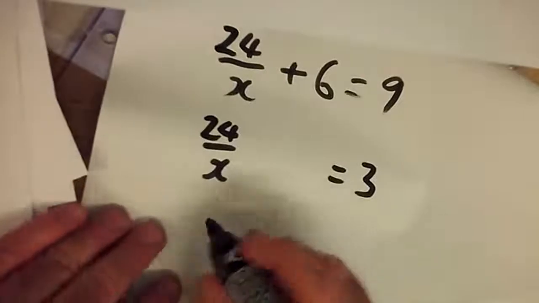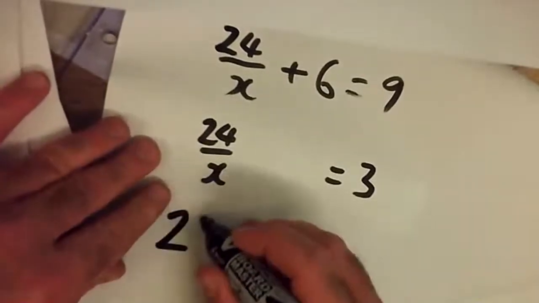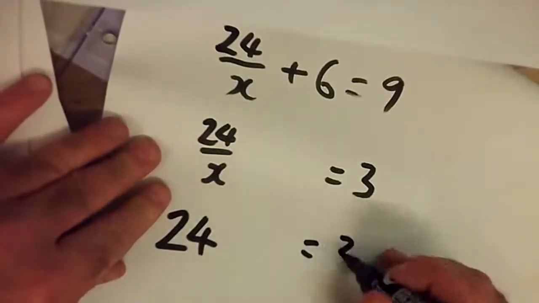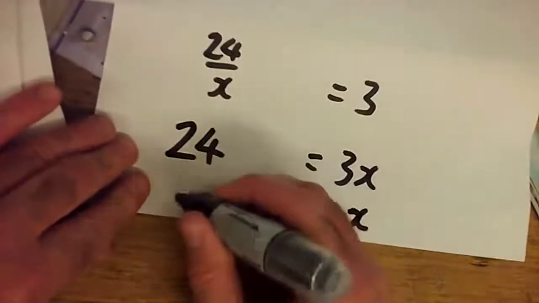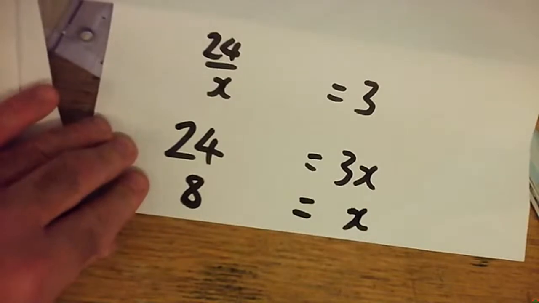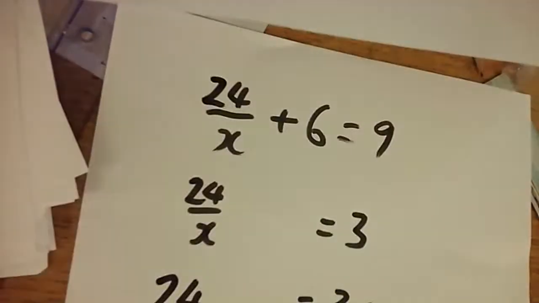I'm going to multiply by x to get rid of the fraction, and that gives me 24 is equal to 3x. And then I'm going to divide everything by 3 to get x is equal to 8 was the answer to the last one. And it's now 10 past, so time to go.